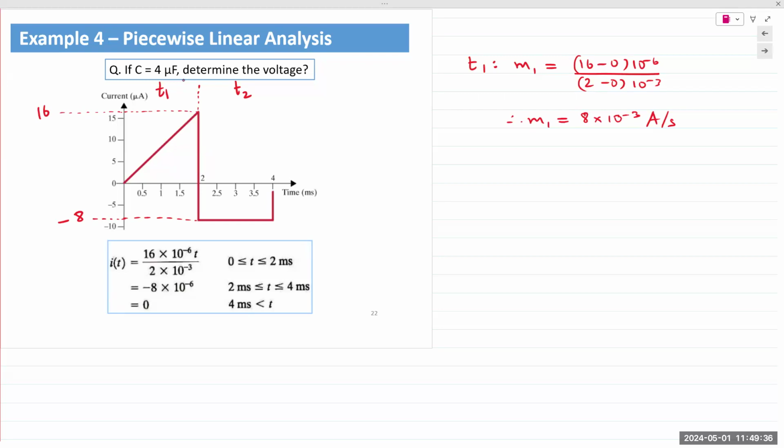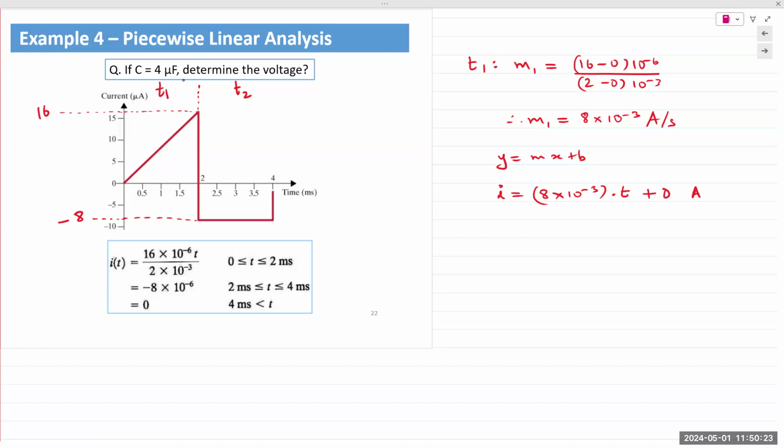Okay, then this time I do need the expression for the current I, right? Because I need to integrate, I do need the expression, so I will plug the value in and find the expression. Y is current, M is 8, x is t, y-intercept is 0. So my I of t for the first time period is 8 into 10 raised to minus 3 t, 0.008 t amps. This is the mathematical expression that I would need to integrate.